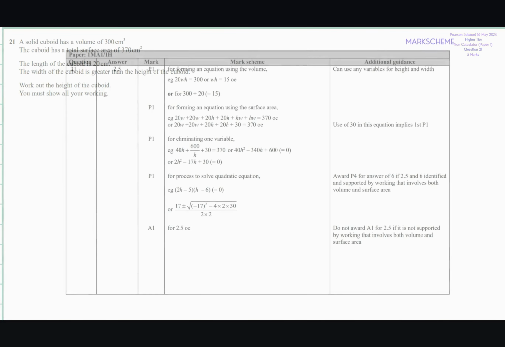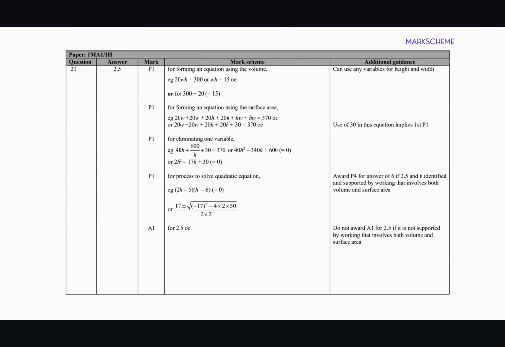Here is a picture of the mark scheme for this question. As you can see, we would have gotten full marks for our answer.